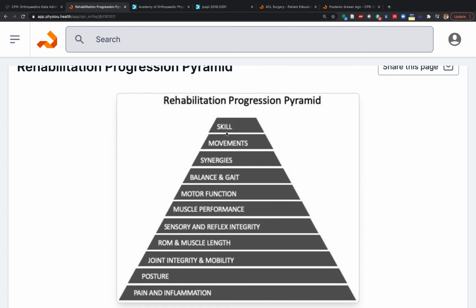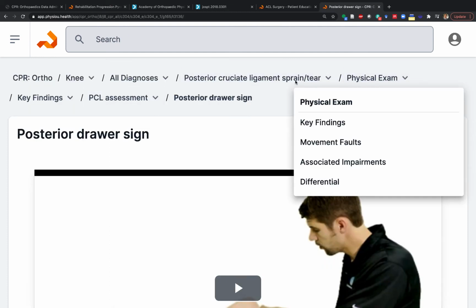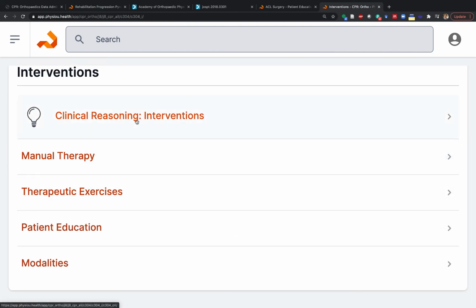But the difference is that when you are trying to rule in or rule out the condition, you are using different special tests. But the rehab concept of management is pretty much the same. So when you explore the interventions, you're going to see that it's very much the same concept, right?